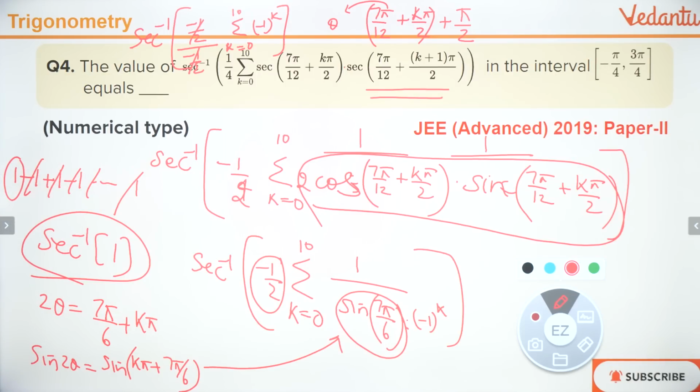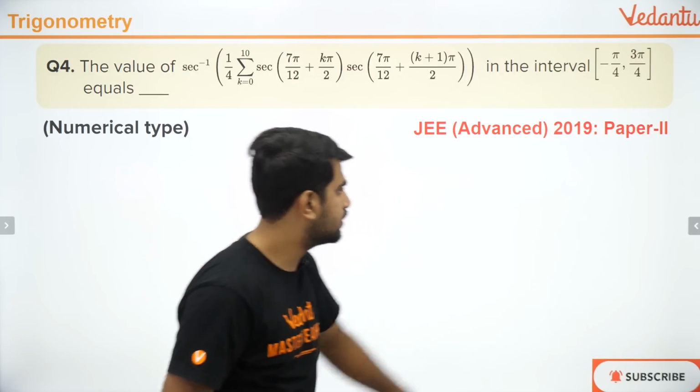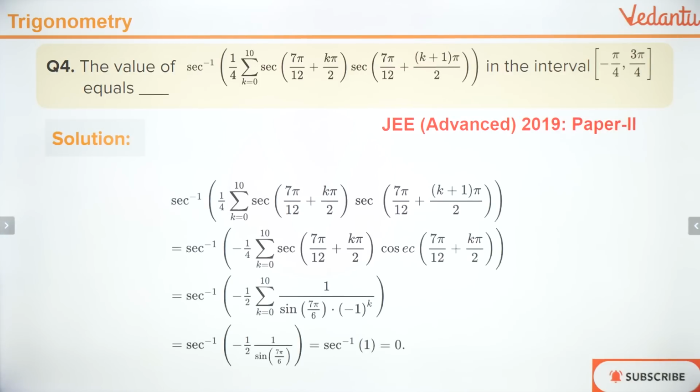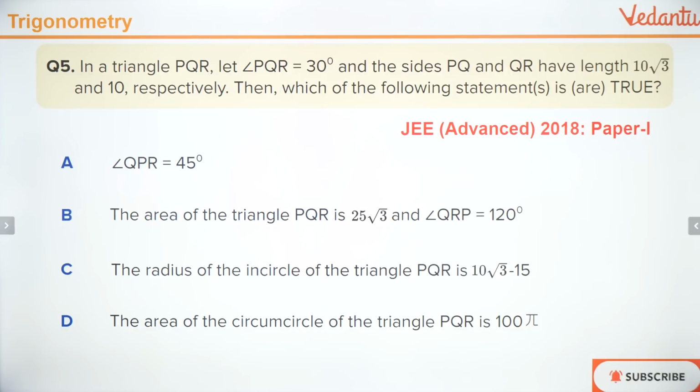I hope you guys are able to understand. So with that, let us move forward, guys. Let's move forward to the next question. So the answer for this one is secant inverse of 1, which is 0. So 0 is the answer for this. Let's move forward. This is the last question, the 5th question for today as part of the killer series.